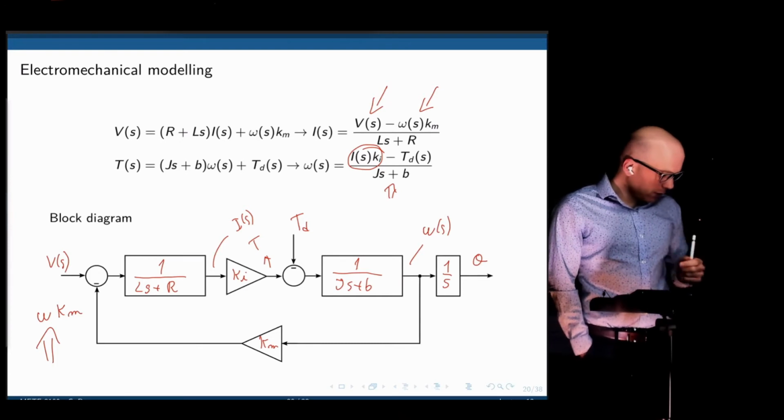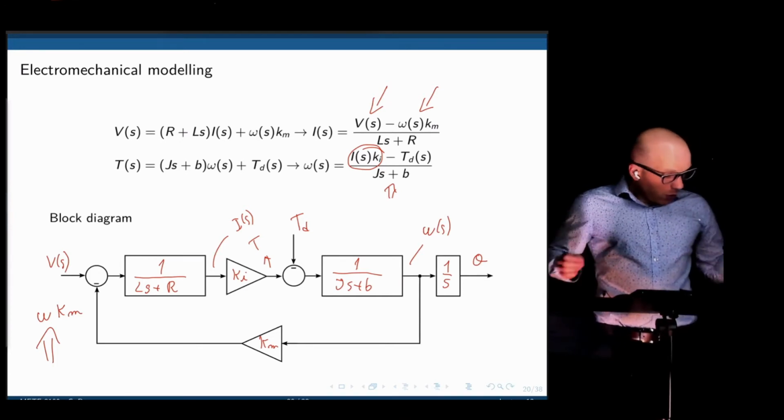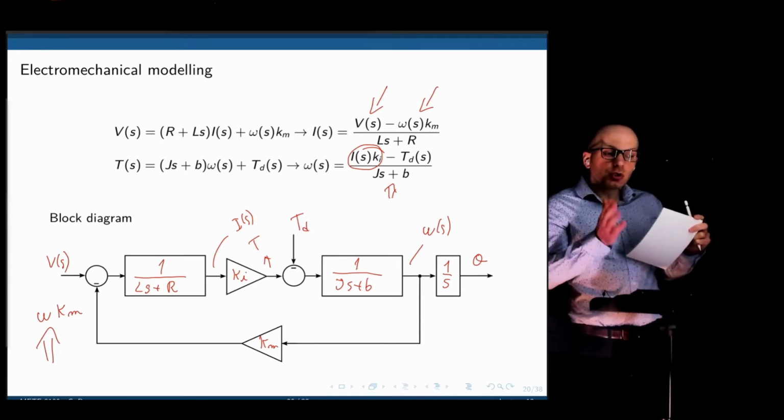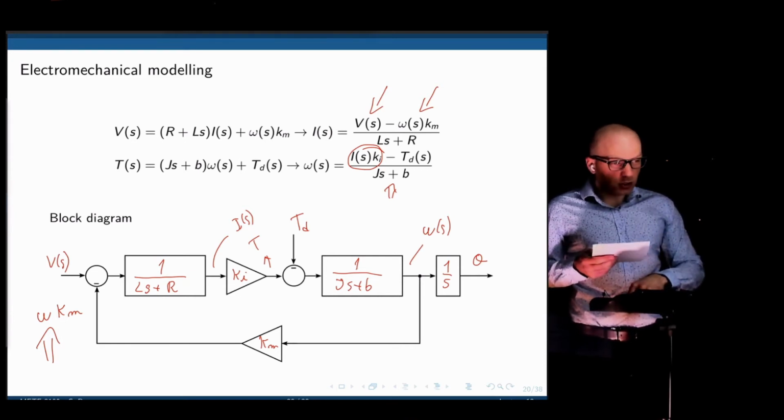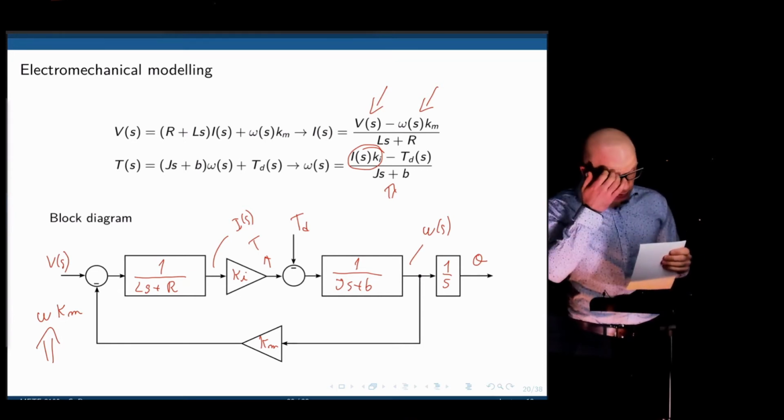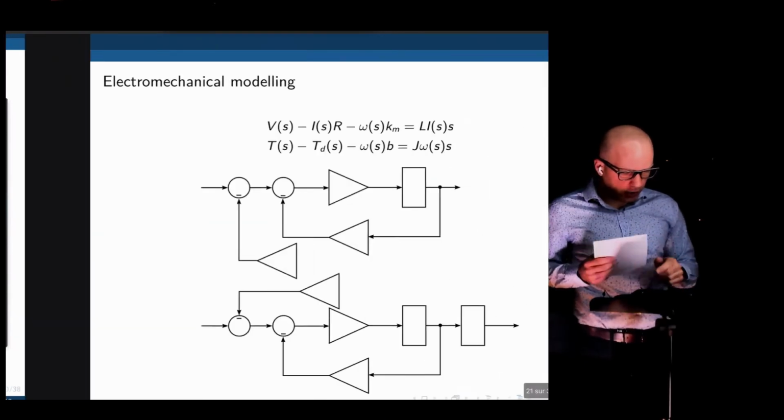Okay, nothing new. This is again all from control systems. Now let's try to redo this block diagram. Let's try to do the block diagram without any transfer function, just with constants. How would we do that? Let's try this one.